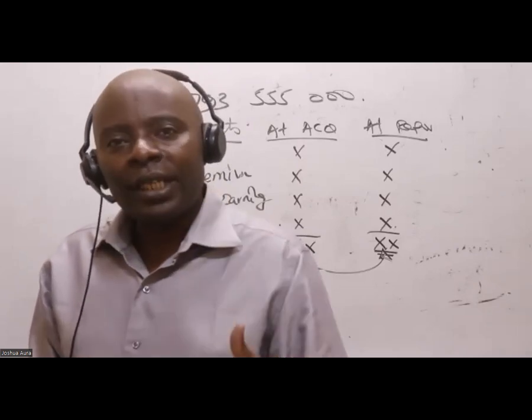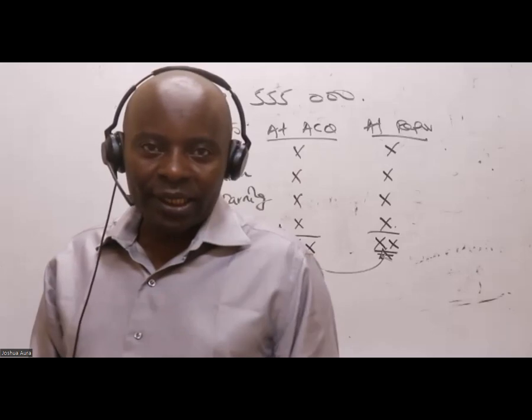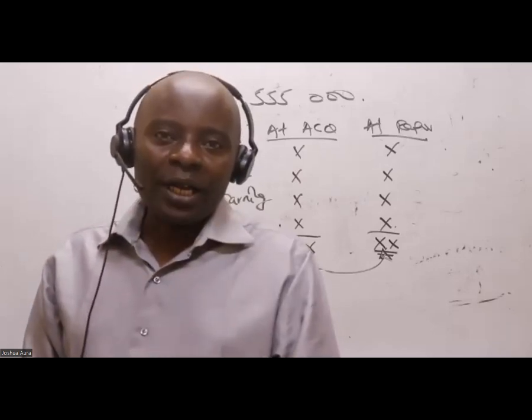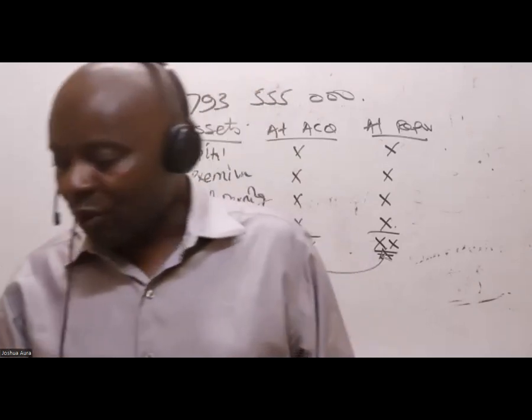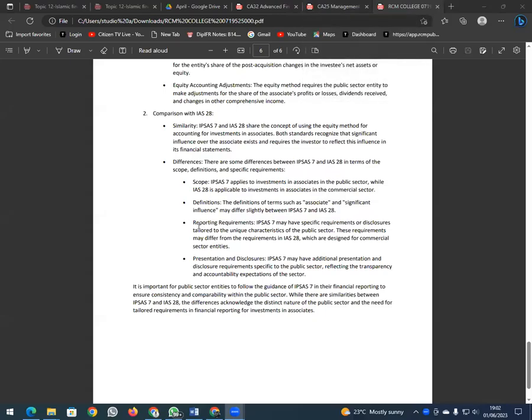However, there are quite some glaring differences. The first difference is the scope. If you read this very well, you'll be able to see what I'm talking about. When we talk about the scope, IPSAS 7 is only applicable to public sector entities, and then we have IAS 28 being applicable to private sector entities. You score your marks there.